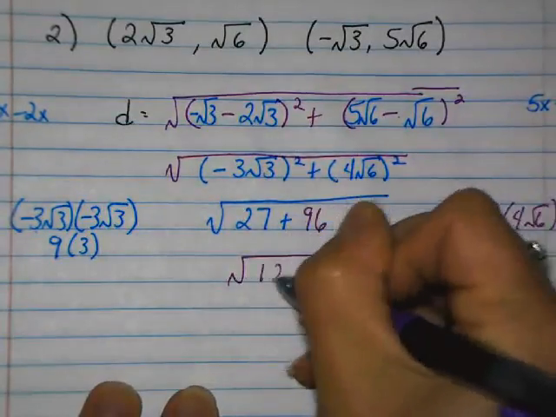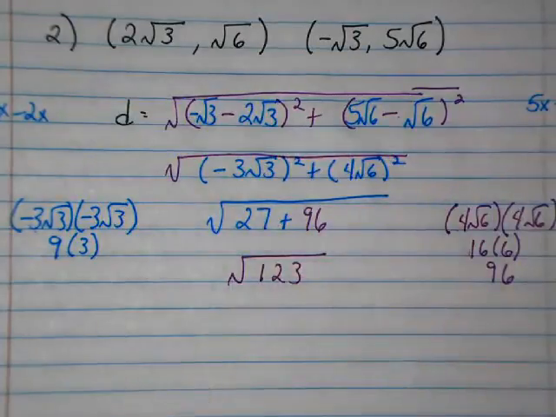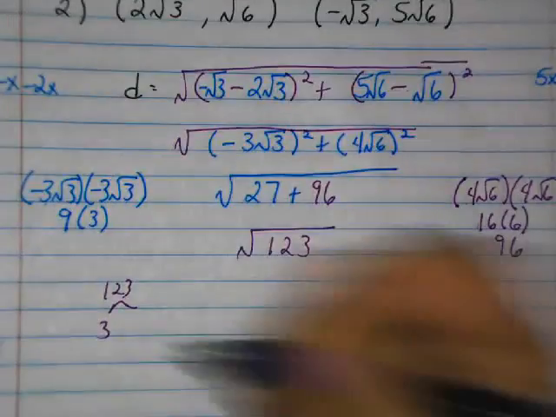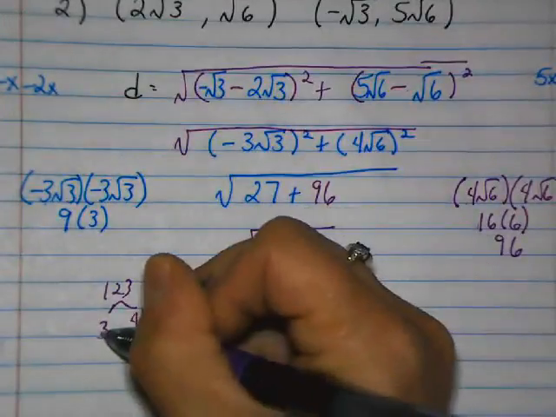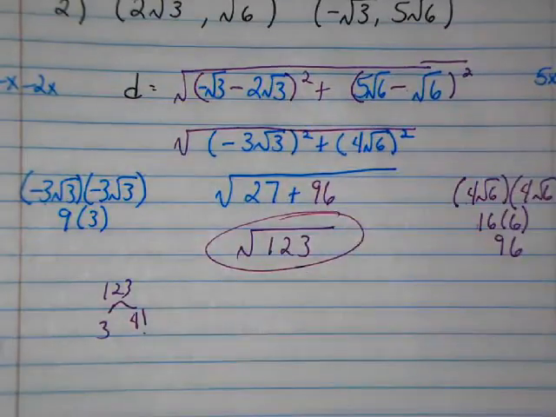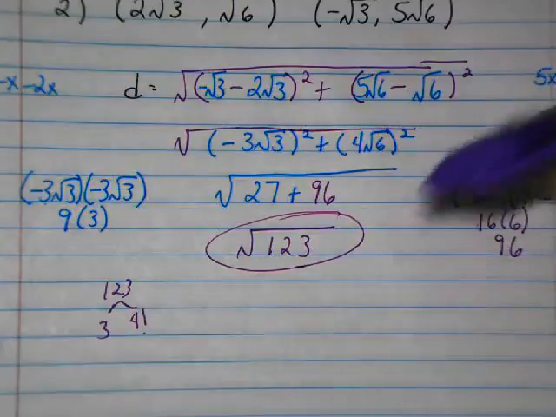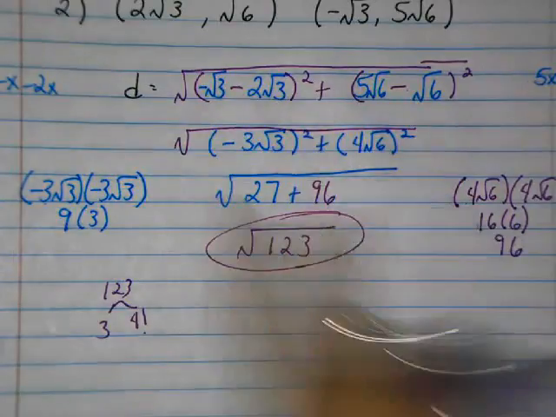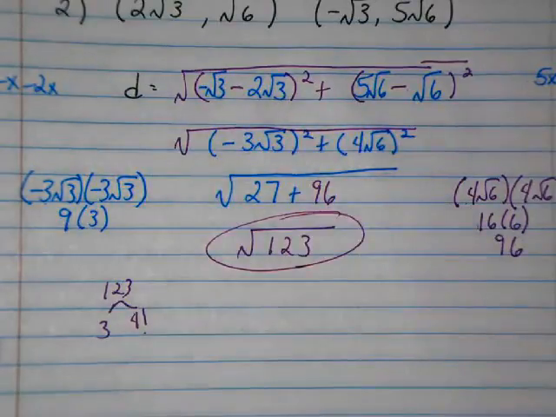If you try to break 123 down, 3 goes into it 41 times, but 3 is prime and 41 is prime. So this is the most simplified radical that I have. Alrighty? So far so good. That was distance, a review of geometry, with a little kick in that I've introduced some radicals, which means we've kicked it up a little bit harder than you would have seen in geometry.